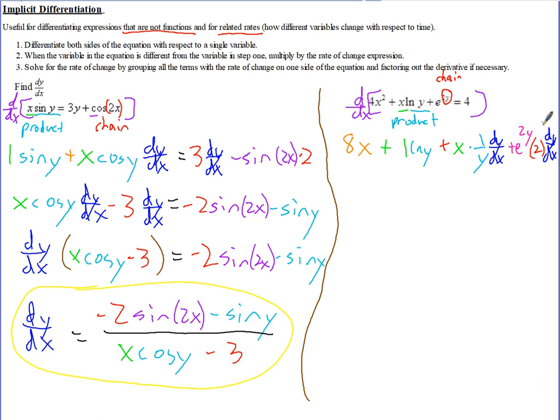And then, sorry, I ran out of room there. And the derivative of 4 is e to the 0, the derivative of a constant by itself. And then in this case, all the dy/dx terms are already on the left. So I'm going to do two things at once here. I'm going to subtract the 8x and the natural log of y onto the right side. And then just factor out the dy/dx of the remaining two terms. So you're left with this, which just becomes x over y.